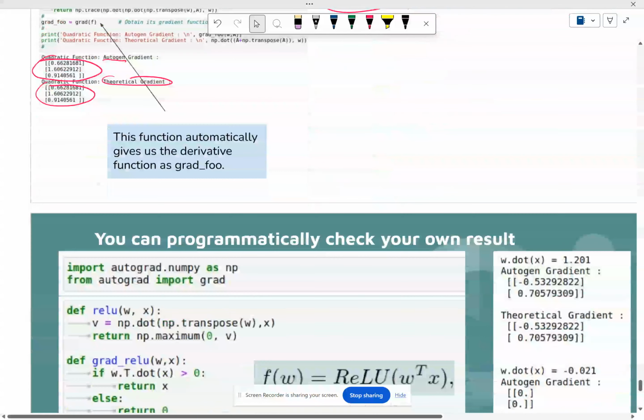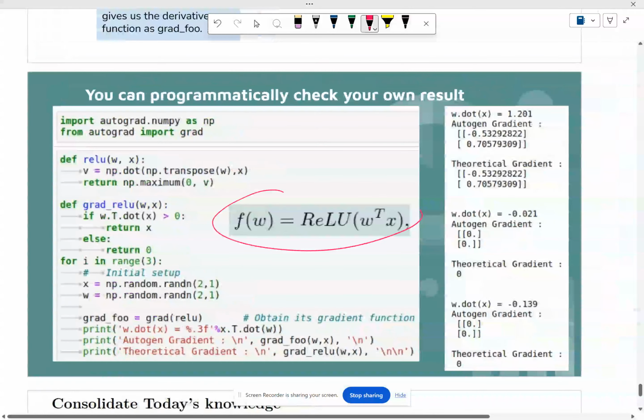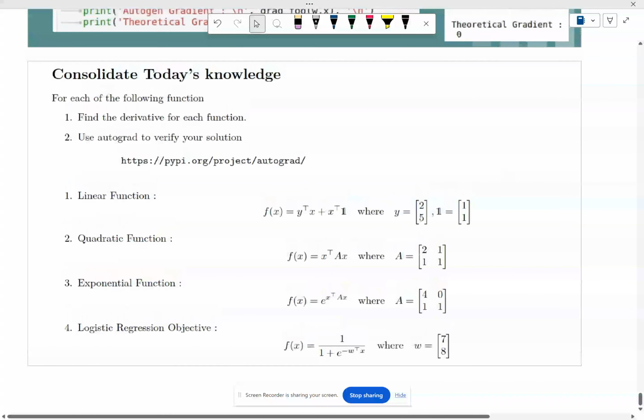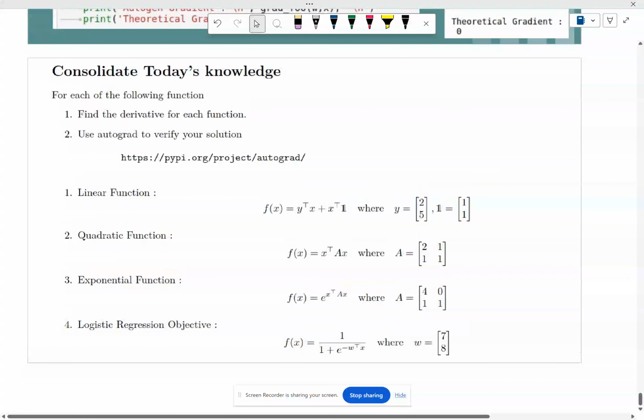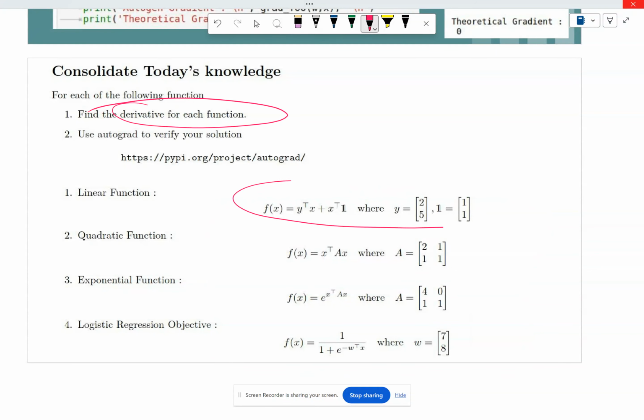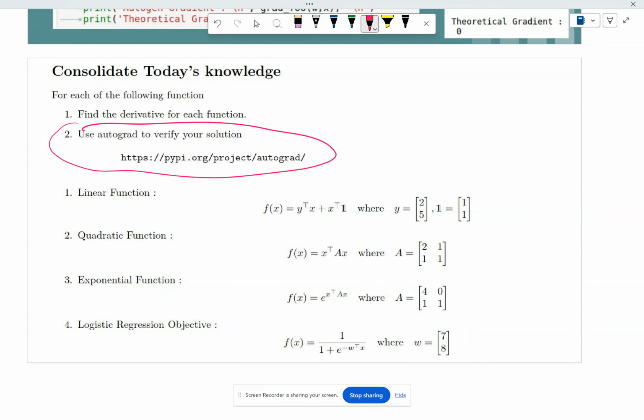Okay, I think I calculated enough. This particular one is for ReLU. We calculated ReLU previously. Now for the final exercise, we need to consolidate everything we learned today. For each of these functions, what I want you to do is solve by hand. Find the derivative of each one of them by hand. Once you've found the derivative, then you want to use NumPy to verify whether your derivative is correct or not.